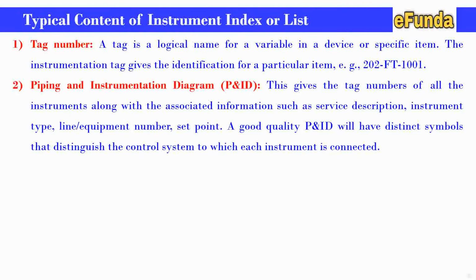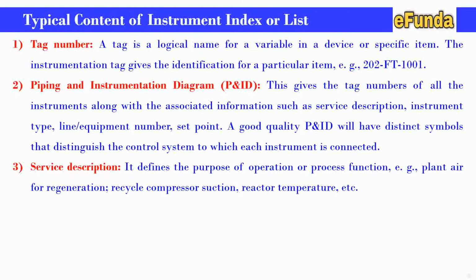The piping and instrumentation diagram gives the tag numbers of all the instruments along with associated information such as service description, instrument type, line or equipment number, set point, etc. A good quality P&ID will have a distinct symbol that distinguishes the control system to which each field instrument is connected. Service description. It defines the purpose of an operation or a process function. Examples: plant air for regeneration, recycle compressor suction, reactor temperature, etc.